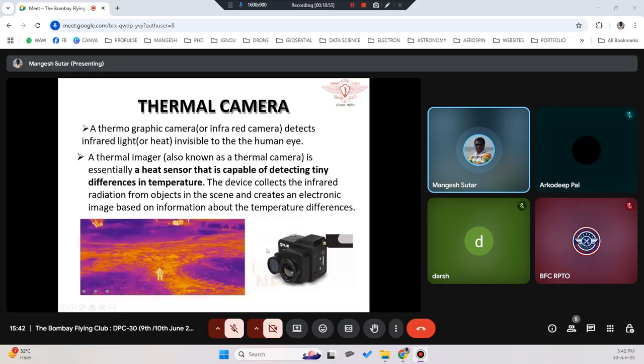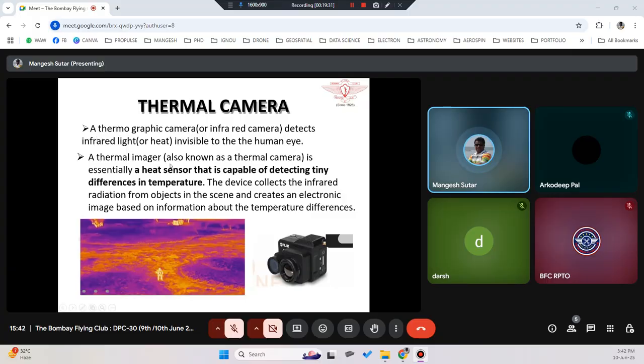Okay, so the next topic is about the thermal camera. A thermographic camera or infrared camera detects infrared or heat, which is invisible to the human eye. So a thermal camera can see those things which a normal RGB camera cannot see. I will give a very classic example about the use case of the thermal camera. Last year, when we were doing some inspection over water line pipes, I have added one slide in the last slide to give you an example of that.